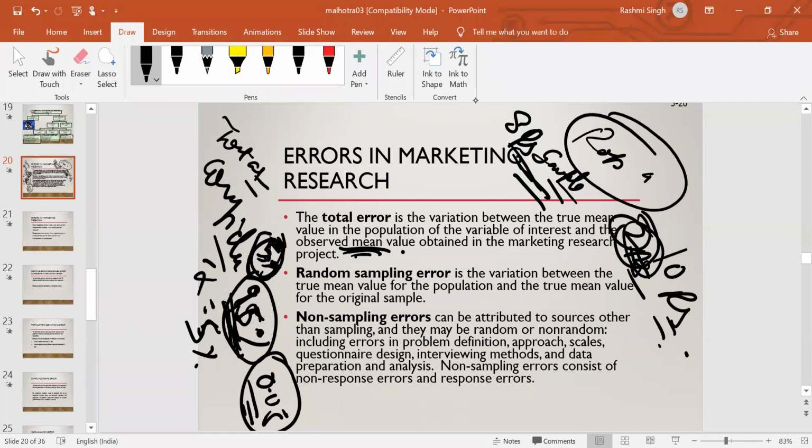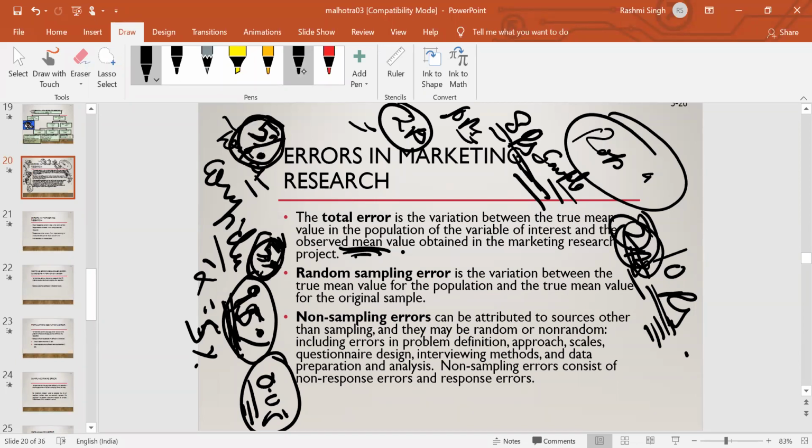If for population it is 10 rupees and for my sample also it is 10 rupees, then there is no error. My research is error free. But if for population it is 10 and for sample it is 8, and a 2 rupees difference is coming, so that is because of the error. So that's why we generally take 5% level of significance. We consider this 5% as an error term, whether there may be some chances.